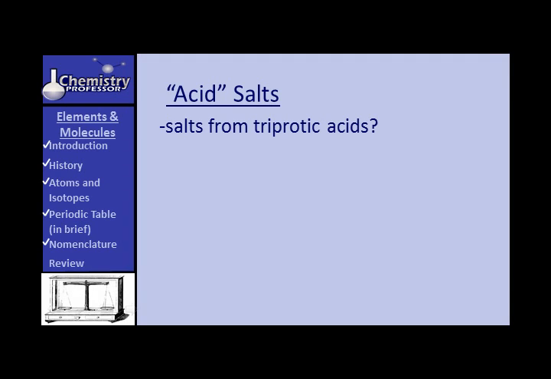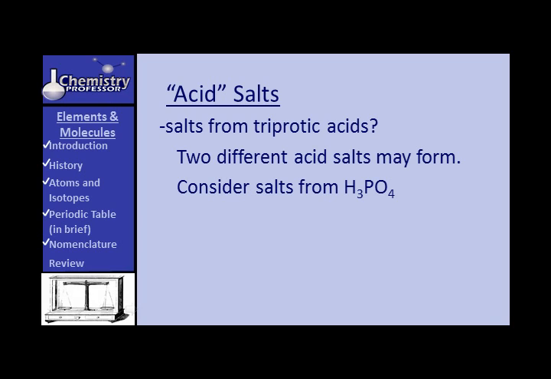Now, what about salts from triprotic acid? We just looked at salts from diprotic acids, but what about the ones from triprotic acids? Well, there are two different acid salts that can easily be formed. Consider, for example, phosphoric acid. Now, suppose you don't replace all the hydrogens. Think about treating it with sodium hydroxide. But don't replace all the hydrogens. Maybe replace two of the hydrogens. Or maybe replace one of the hydrogens. Then do you see you could get two different salts, like this. There's an Na2HPO4 and an NaH2PO4.